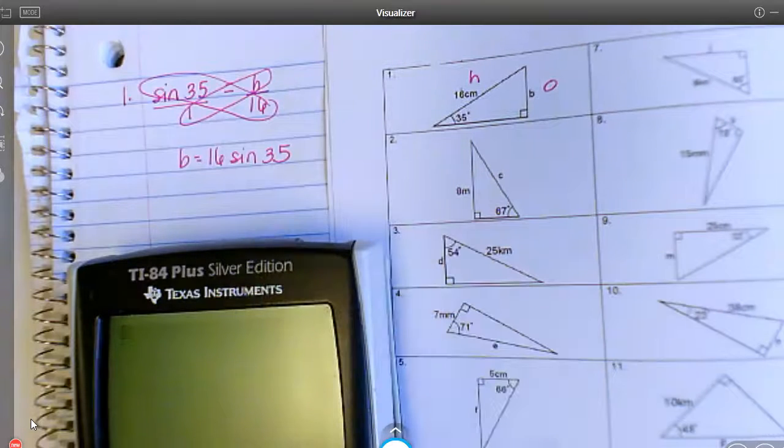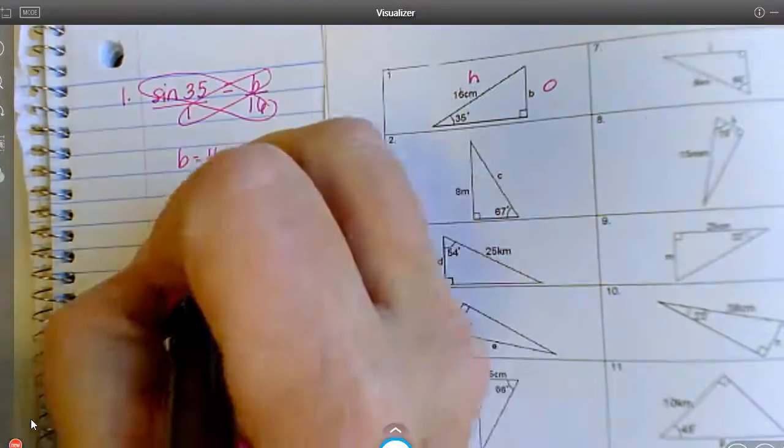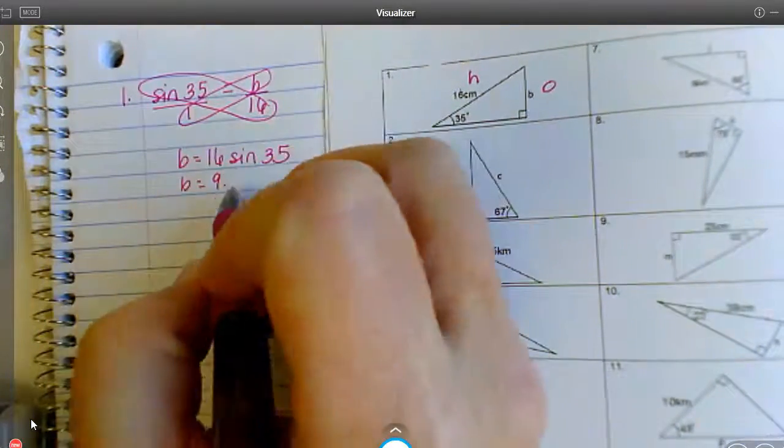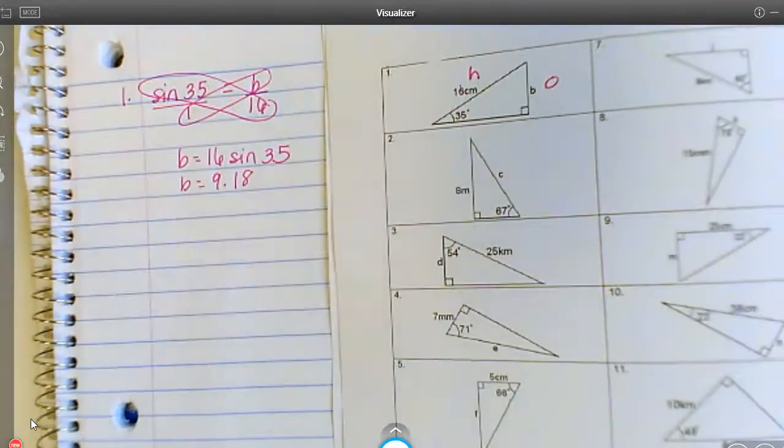And then you can just put it in just like that, 16 sine 35, and round it to 1 or 2 decimal places. So 9.18 or 9.2. And that gives me what the other side is.